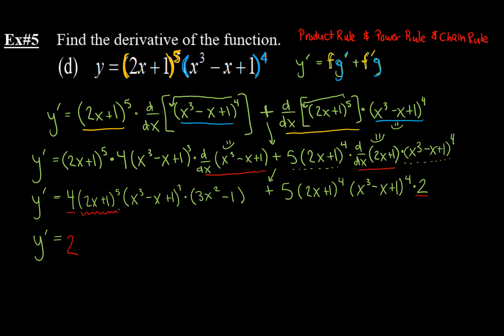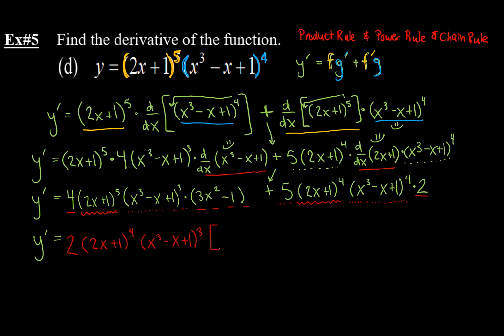Between 2x plus 1 to the 5 and 2x plus 1 to the 4th, I can take out 2x plus 1 to the 4th. From the x cubed minus x plus 1 to the 3rd, and the x cubed minus x plus 1 to the 4th, I can take out the 3rd power. And from this, I can't take anything out. I'm stuck with it. And same with this 5, I'm stuck with that.